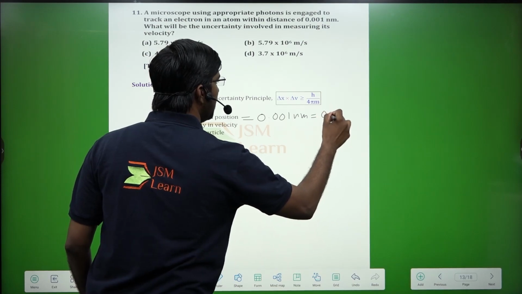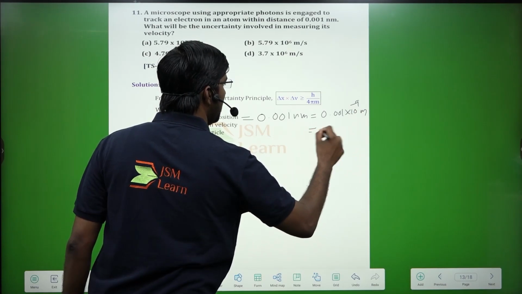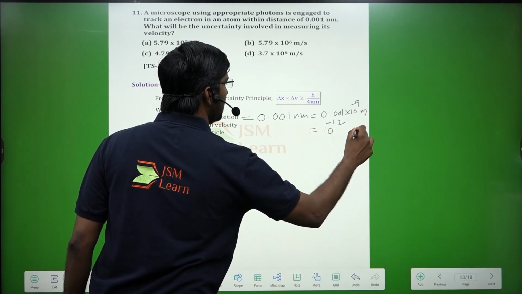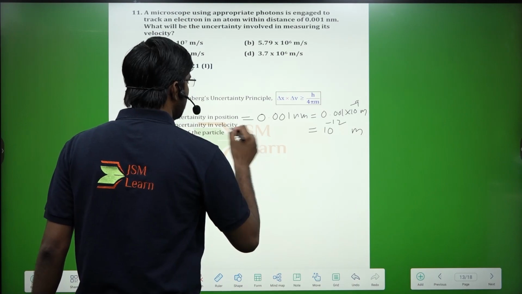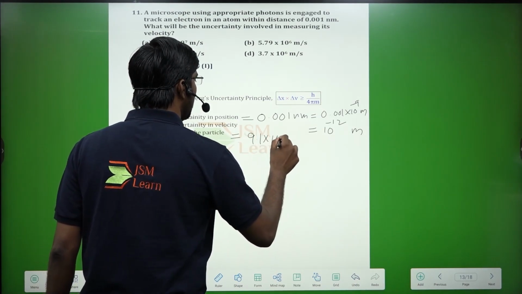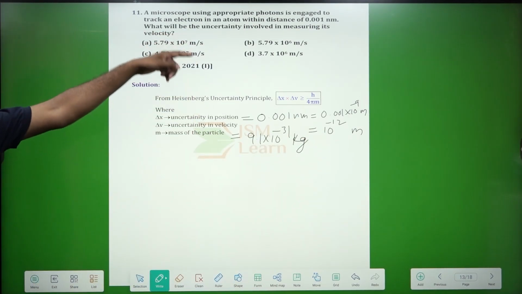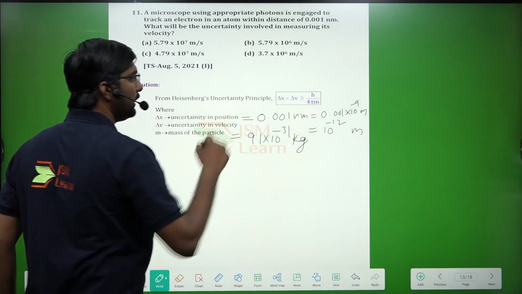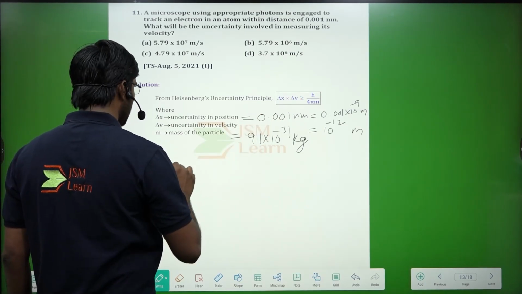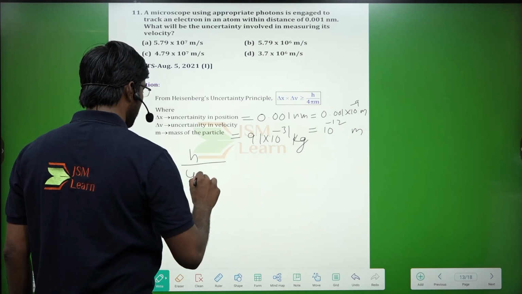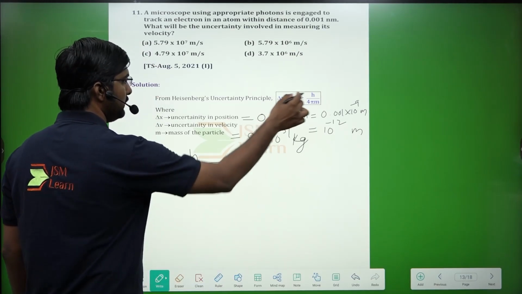If you convert it into meters, 0.001 into 10 power minus 9 meters, we get 10 power minus 12 meters. This we can also write as 10 power minus 3, right? And the mass of the particle here, what is the particle? Electron, so that is 9.1 into 10 power minus 31 kg. Now let us substitute all these. We need to find the uncertainty in velocity, right? So therefore delta v equals, by rearranging this, h by 4 pi m into delta x.